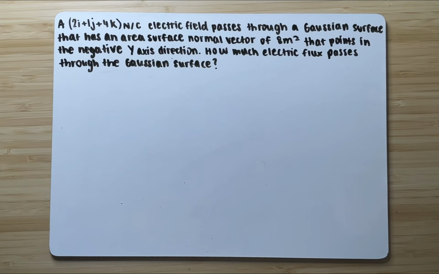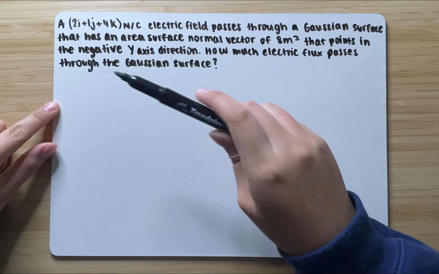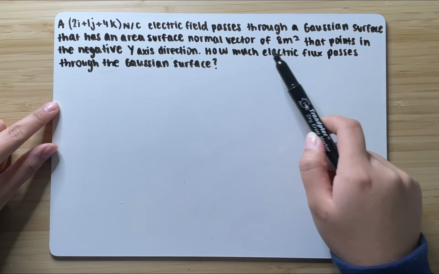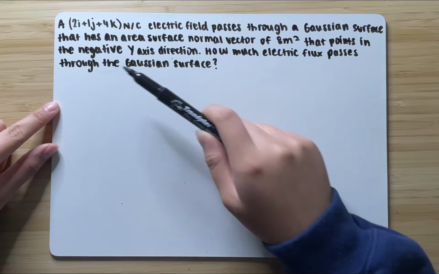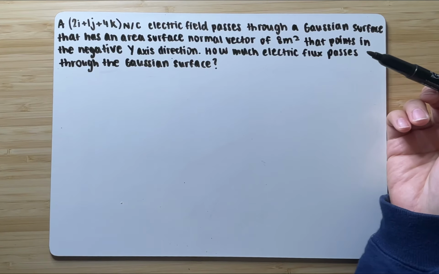A 2i plus 1j plus 4k newtons per coulomb electric field passes through a Gaussian surface that has an area surface normal vector of 8 meters squared that points in the negative y-axis direction. How much electric flux passes through the Gaussian surface?